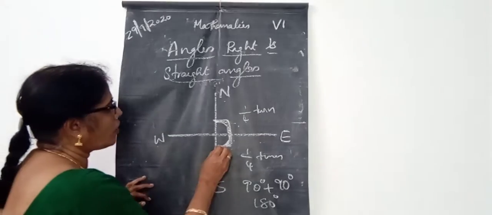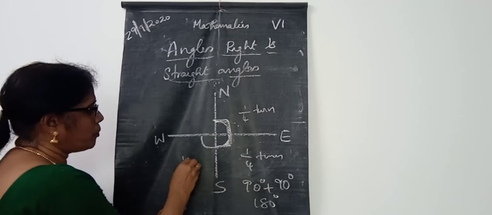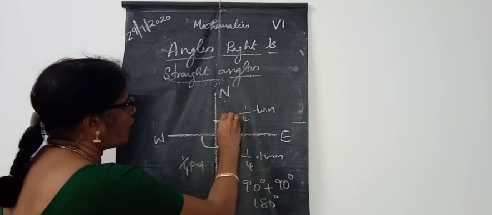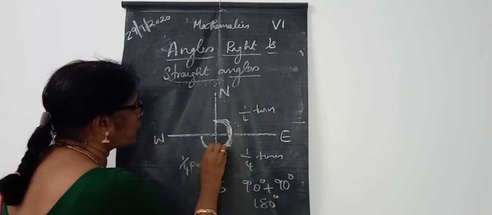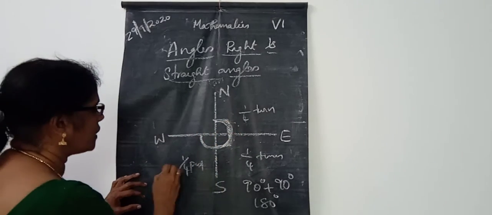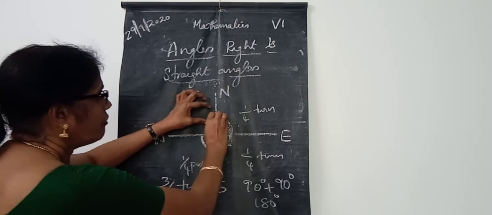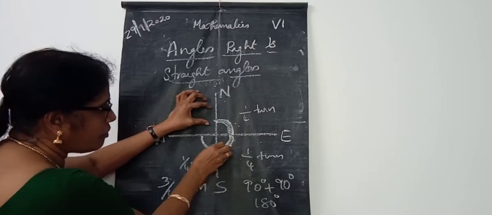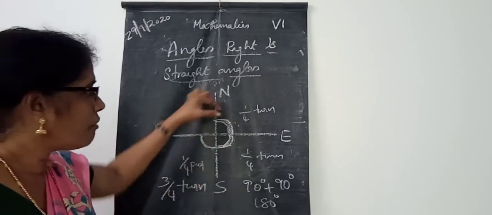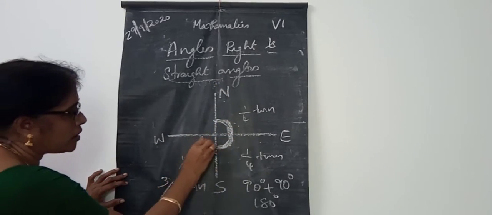And if we again turn clockwise from south to west, that is another 1/4 portion. Or if we take from north to west, that is a 3/4 turn clockwise. This one is a 1/4 turn, this another 1/4 turn, again a 1/4 turn. 1/4, 2/4, 3/4. So this is the 3/4 turn.